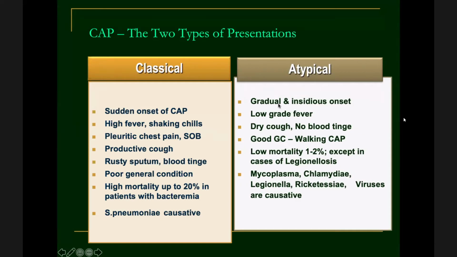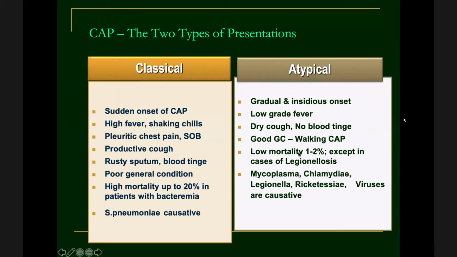While the atypical pneumonia is also known as a walking CAP. The patient comes walking normally to the OPD. The patient will have a gradual and insidious onset, a low-grade fever, and a dry cough, which is more common. There is no blood tinge, and the patient has a good general condition. That's why it's known as a walking CAP.